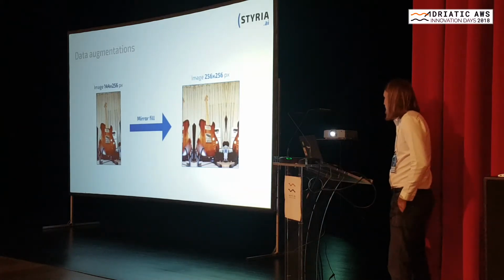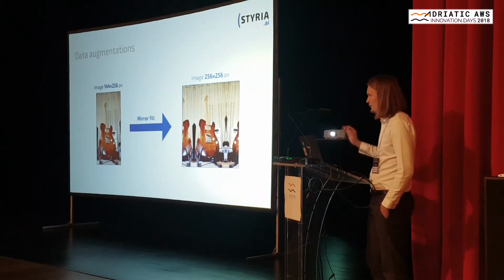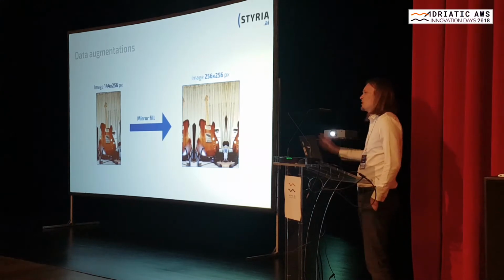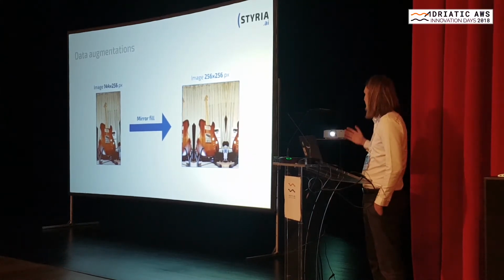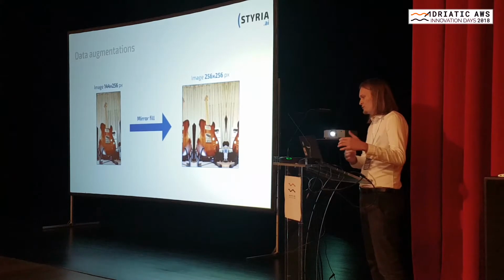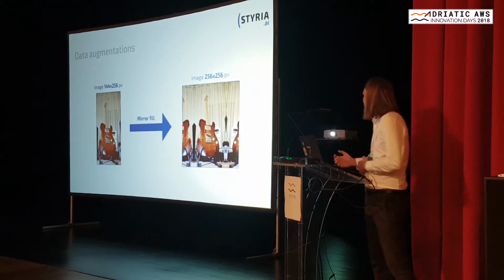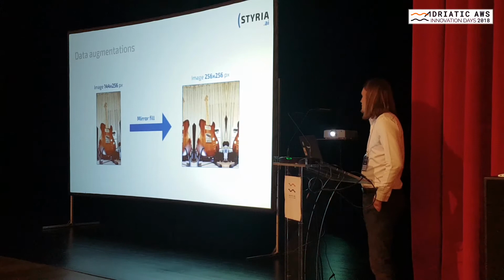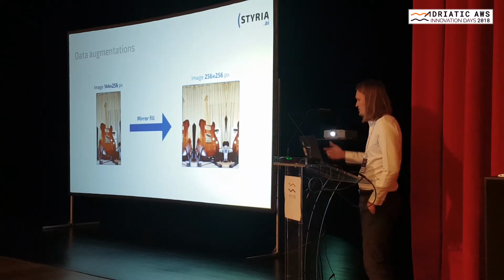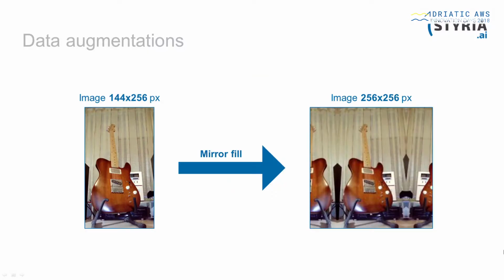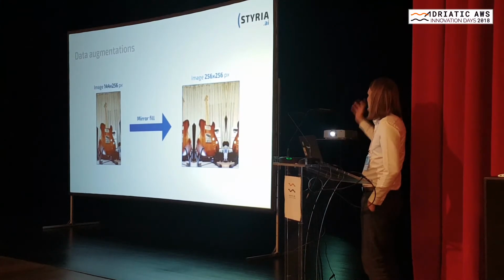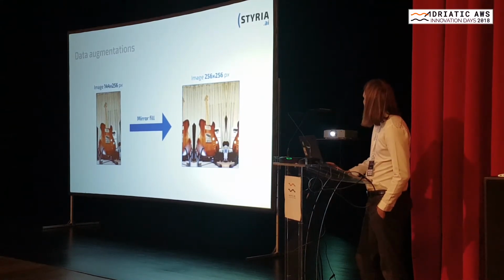Another thing we need to do is, if you want your model to work well, you shouldn't put garbage in as an input. So you have to take all of your photos and run some data augmentations. When I say data augmentations, what do I mean? Resizing, rotations, zooming, cropping. This is an example of a mirror fill, because as an input we want a square image, and not all images are square. So we fill the missing data by mirroring the data inside.